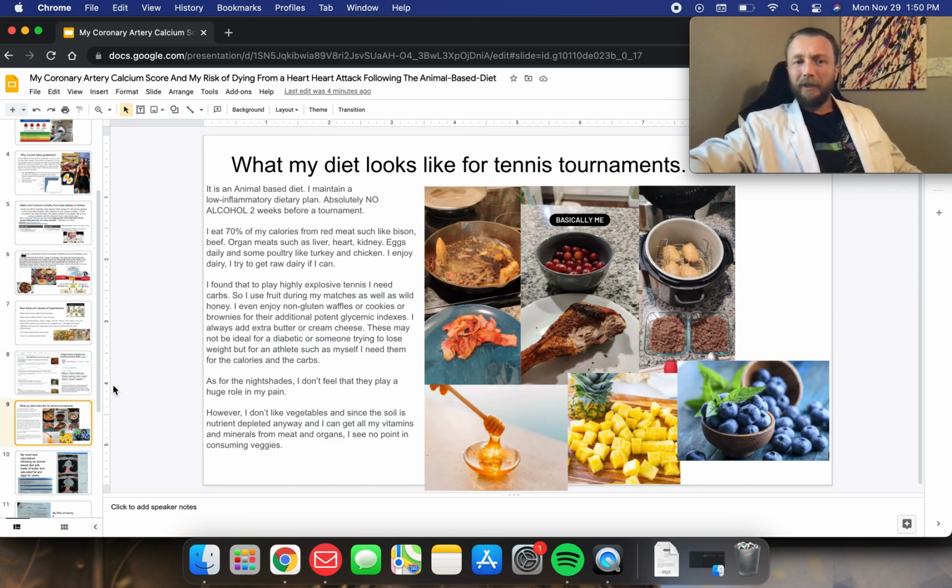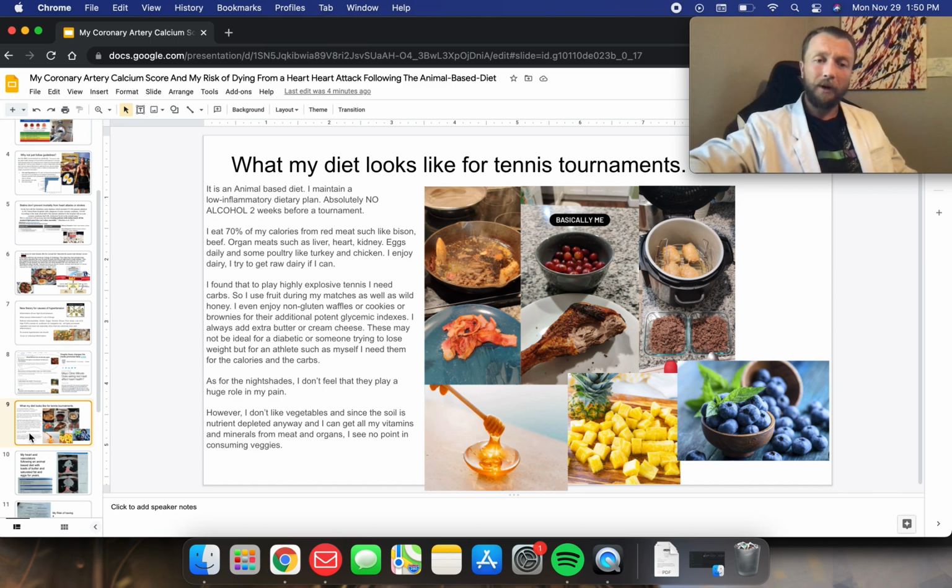What does my diet look like? Well, in preparation for tennis tournaments, it's pretty saturated fat heavy, pretty animal-based heavy, and that's pretty much how I live my life for the most part. Very low carbohydrate, no seed oils, absolutely none of those. Red meats, plain red meats, bacon, organ meats. I love fruit and honey, especially for tennis tournaments. I'm utilizing those in between the games. They give me that energy boost.